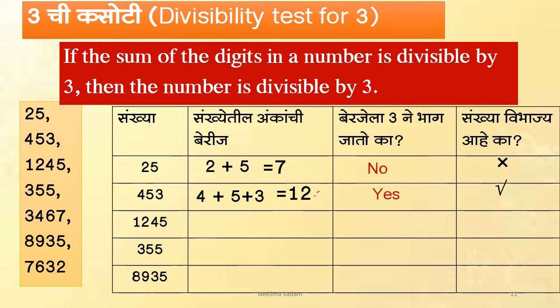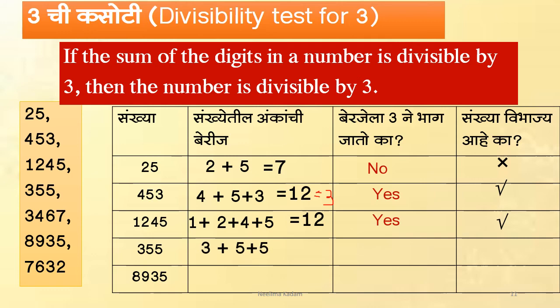Again here, 2 plus 1, 3. So again it becomes very simple. Now 3 is divisible by 3. Therefore this number is divisible by 3. Next, 1 plus 2 plus 4 plus 5, that is equal to 12. Again this number is divisible by 3.